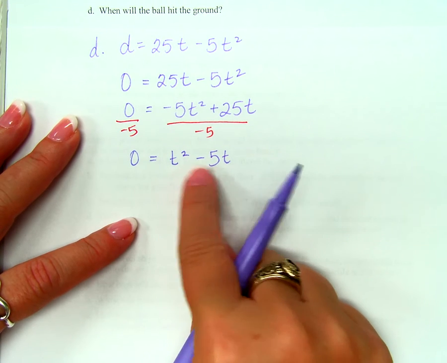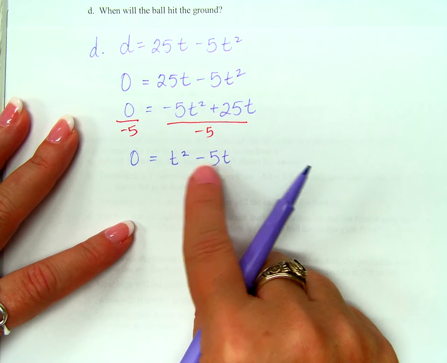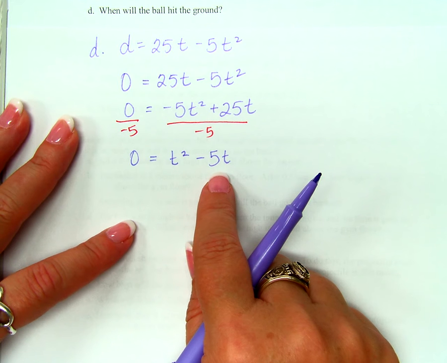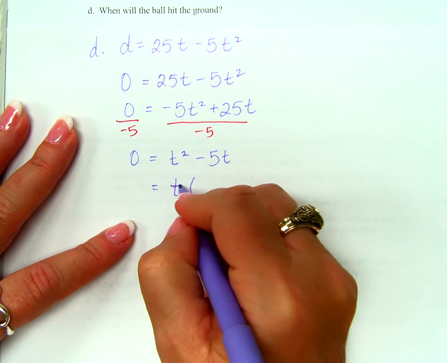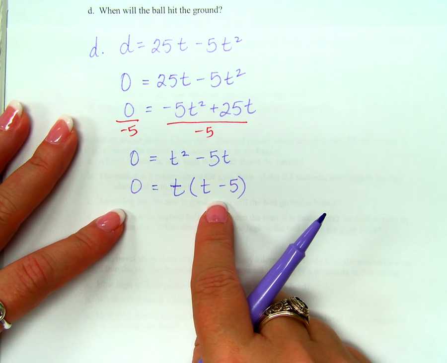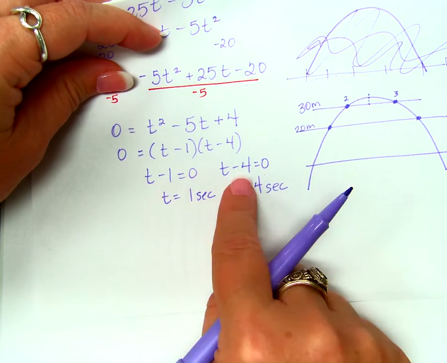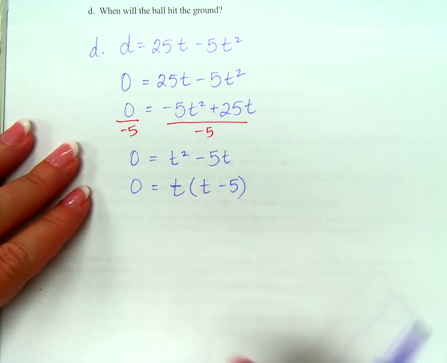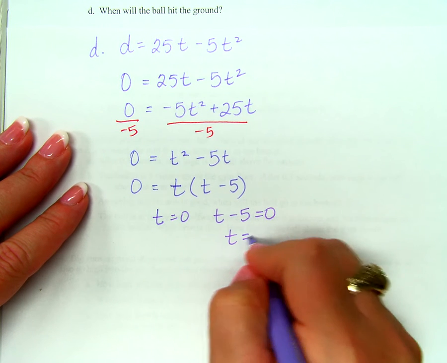Is this something that I can factor? Not into a trinomial, right? But does it have a greatest common factor between these two terms? T, right? Okay. So if I factor out a t, what's left? T minus 5. And if these two multiply together to be 0, how do I solve? Yeah, I set each one of them equal to 0, don't I? Just like I do when I factor, when I get these two things multiplied together to equal 0, I set each of those equal to 0. It's the same kind of thing here. Remember that? So t equals 0 and t minus 5 equals 0, so t equals 5.